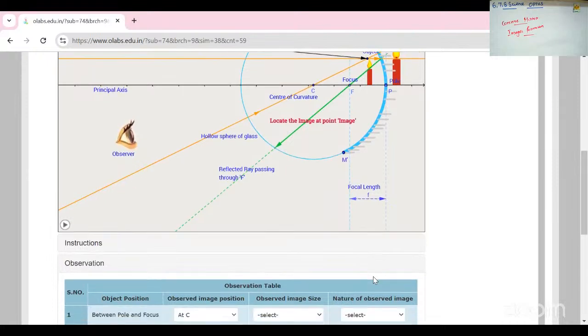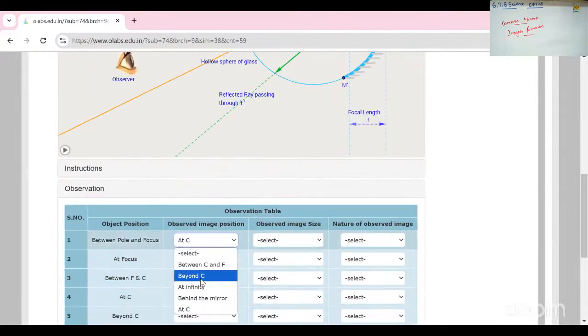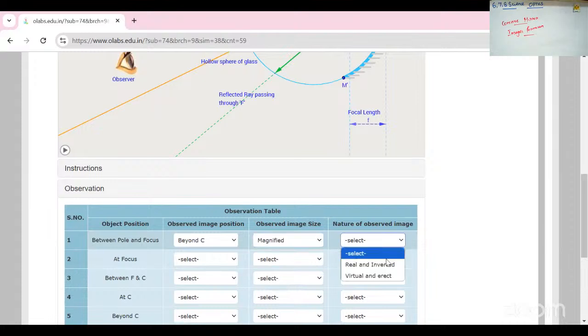So we are going to select that. First one is beyond C, and then the second one, observe the image size. It is large, so magnified. And the third one is real and inverted, or virtual and erect. Virtual and erect is the right answer.